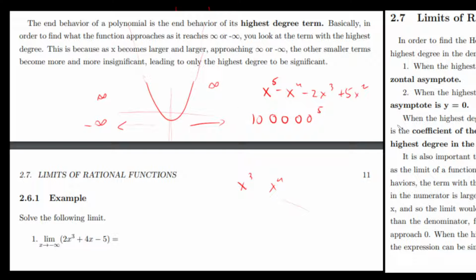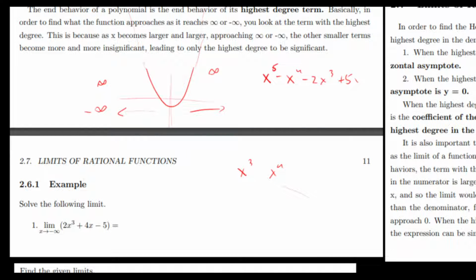Now, let's do the example problem. What we have here is 2x to the third plus 4x minus 5. Which do we look at? Well, we look at the highest degree term, which is 2x to the third. Do we remember how x to the third looks? It looks something like this, right? So as it approaches negative infinity, so that's this way, your y value will also approach negative infinity.